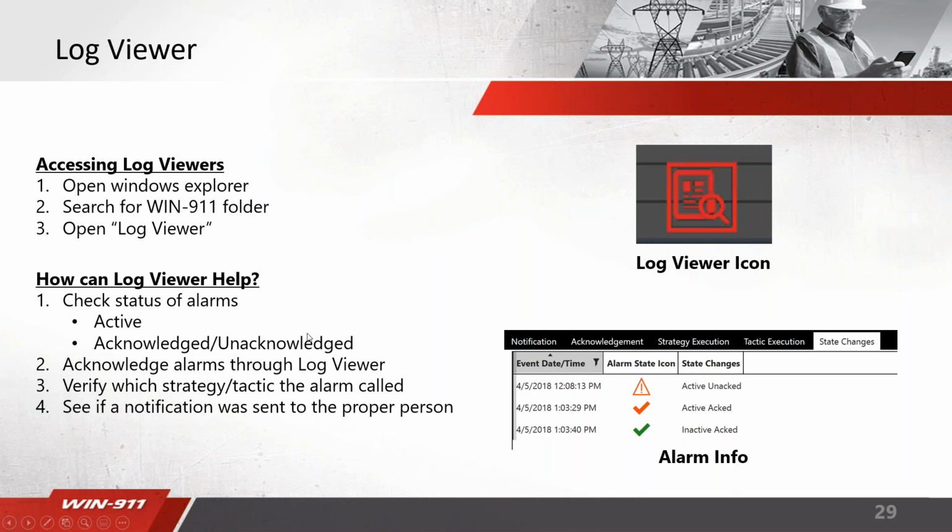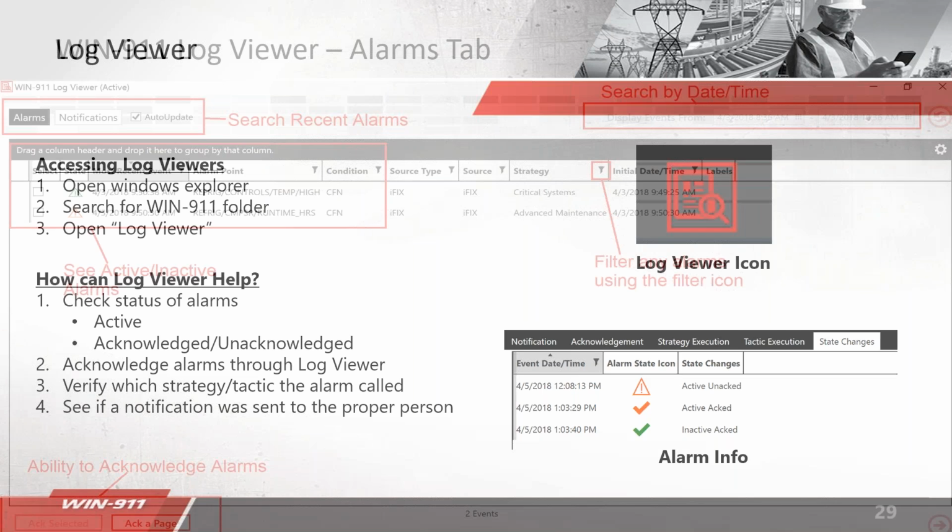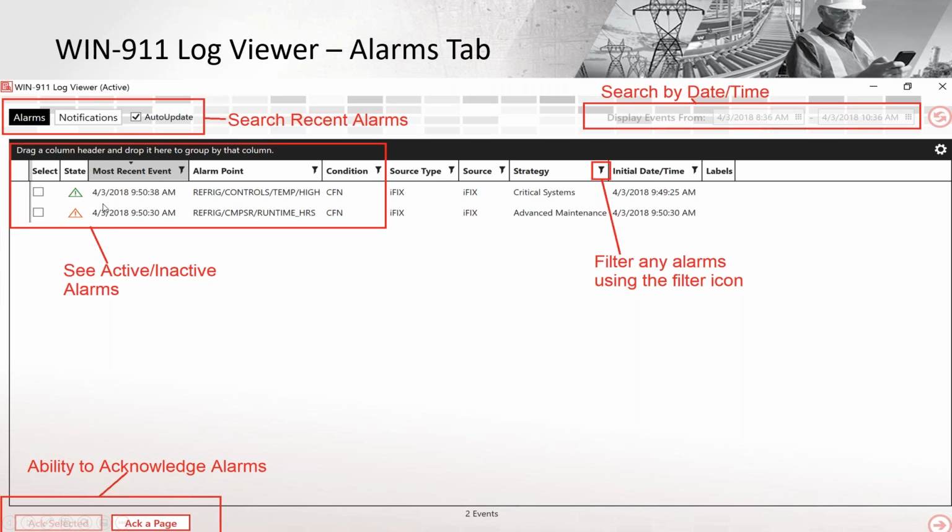So again, there's that icon. You can search for log viewer if your machine has search and index on. Check the status of alarms. You can see the status like I showed you. Acknowledge alarms through the log viewer if you want. Verify which strategy and tactic it called upon, and see any notifications that it's going to each person in that call out list. So just like we were looking at, we have the alarms, the top notifications next to that.